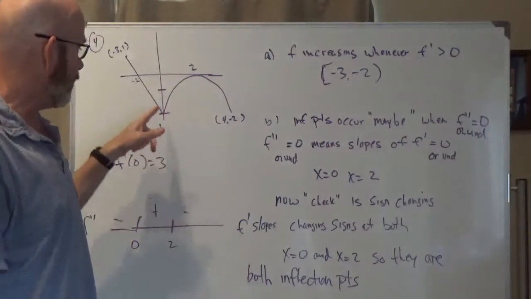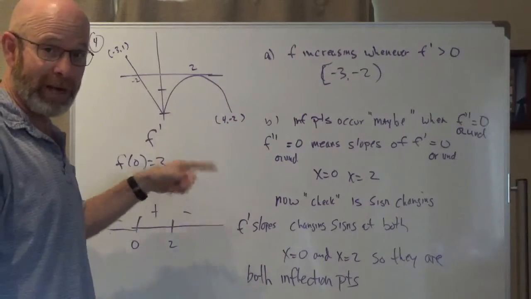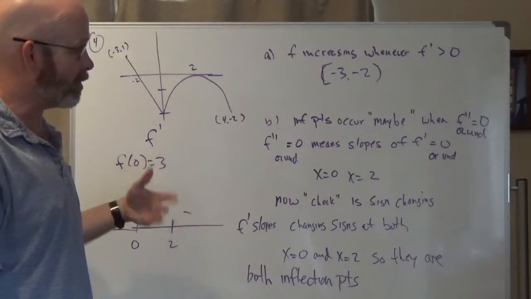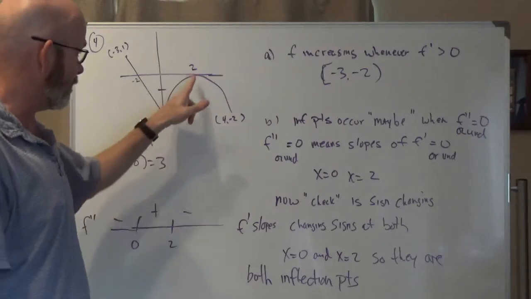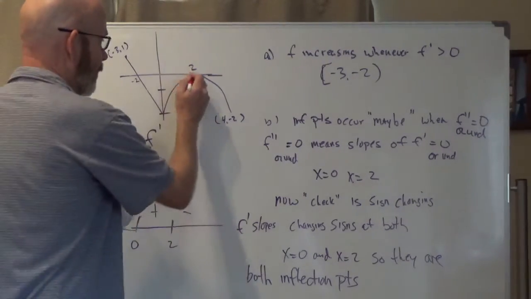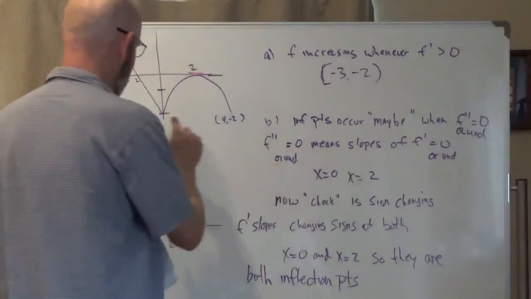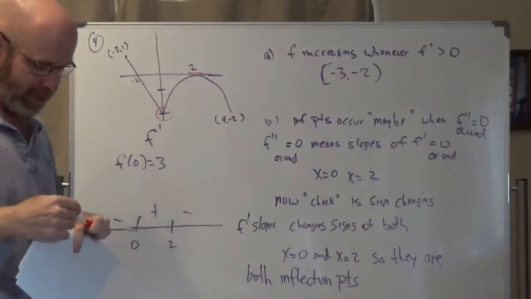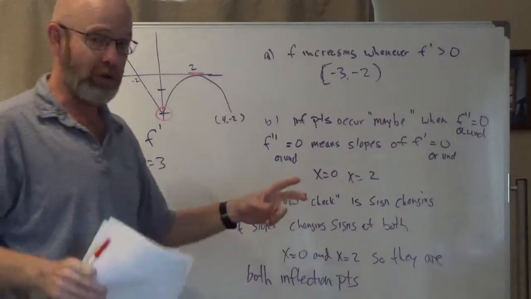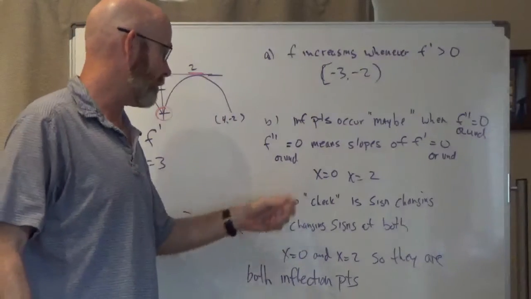So the second derivative are the slopes of this problem right here, right? This is the first derivative, so I'm looking for the slope. So I want to know when the slopes are 0 or undefined. So there's a 0 slope right here at 2. There's also an undefined slope right there at 0. So 0 and 2 are my possible inflection points.